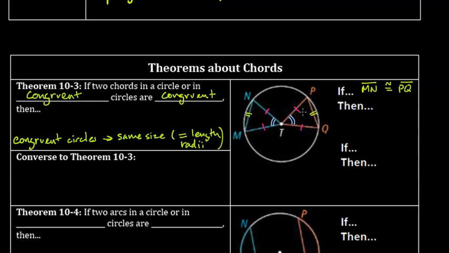If our chords are congruent, then our central angles will be congruent. So in this example, angle NTM would be congruent to angle PTQ. We would say their corresponding central angles are congruent.